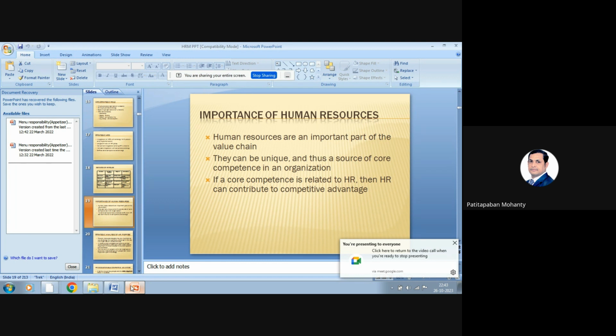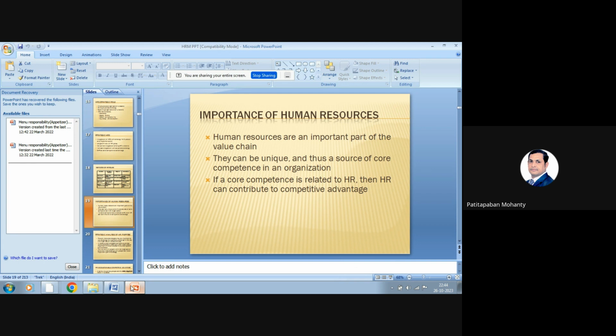What is the importance of human resources? Human resources, as I have told you in my previous slides, are an important part of your value chain. They can be unique and thus a source of core competence in an organization. And if a core competence is related to HR, then HR can contribute to competitive advantage.